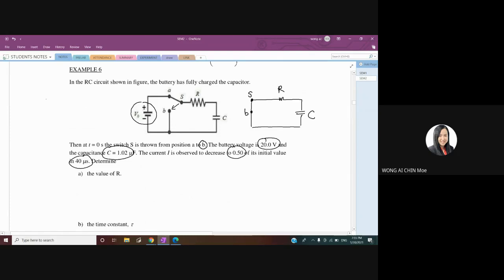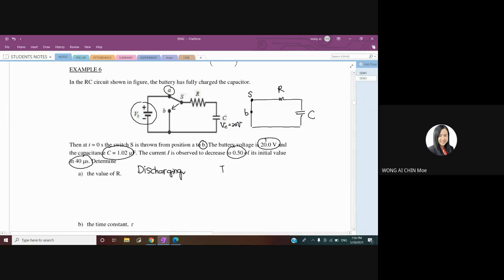So this is a discharging process, because we already disconnected with the battery. When it is fully charged, when it is connected with point A, your VC here also equals 20. After that only we connect with B, then only the discharging process happens, meaning that from 20 volt it will decrease until it equals 0. So we need to find the value for R.